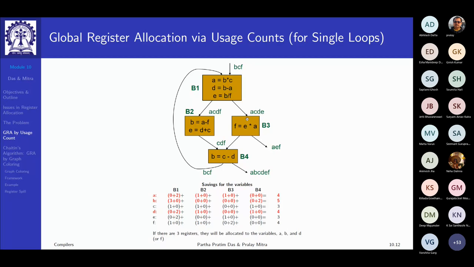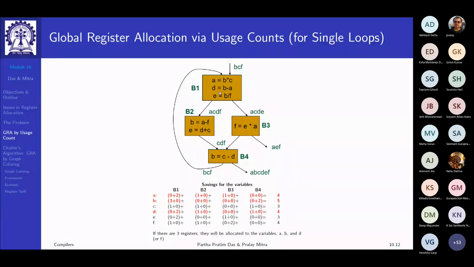Similarly, in B3, A is used before being defined. So I get a savings of 1. And it is not defined here in B3. Therefore, I do not get a savings in terms of live and computed. In B4, A is neither defined nor used, so that cost is 0. So you have a total of 2 plus 1 plus 1, savings of 4 if you keep A in a register.